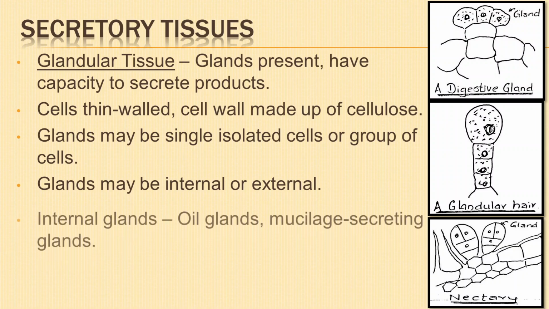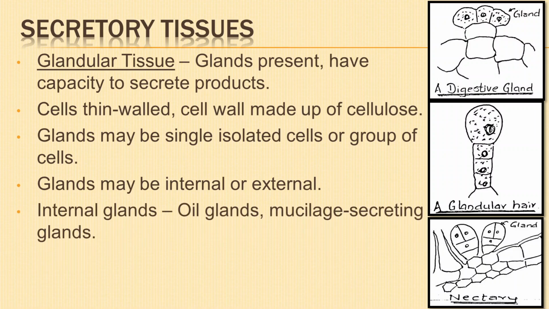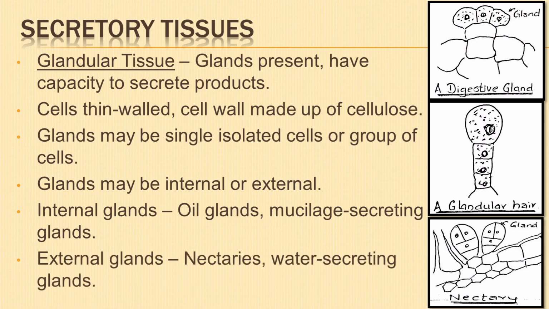Internal glands are oil glands, mucilage secreting glands, digestive glands, etc. External glands are glandular hairs secreting gummy substances, glandular hairs secreting irritating poisonous substances, honey glands or nectaries, etc.